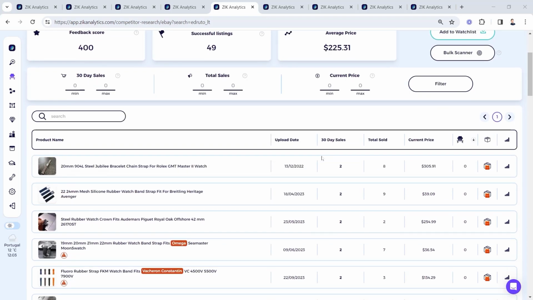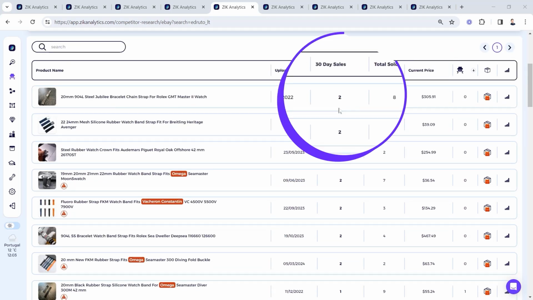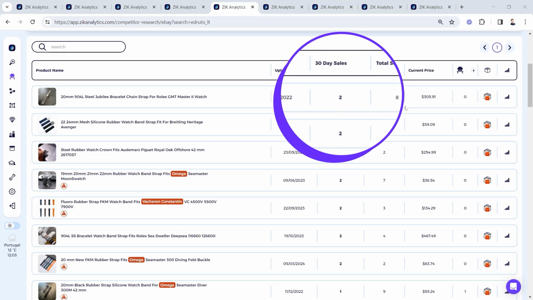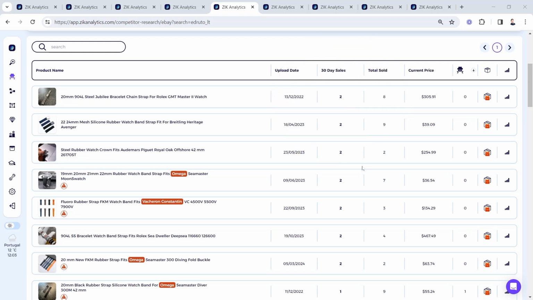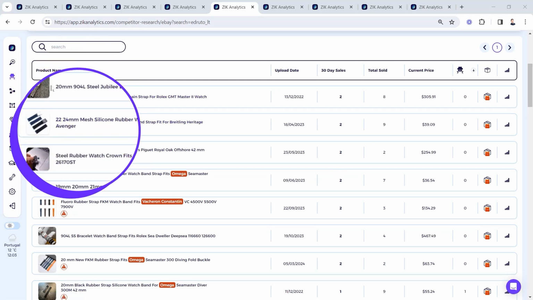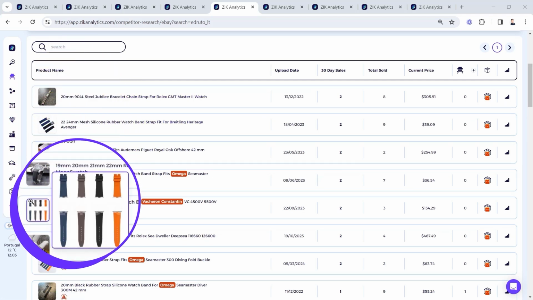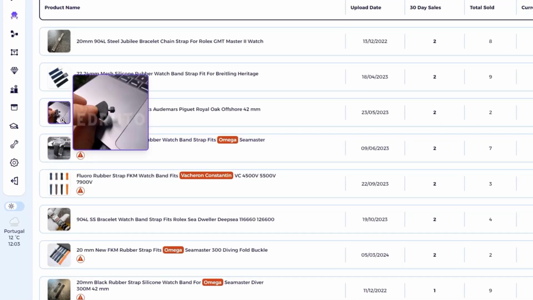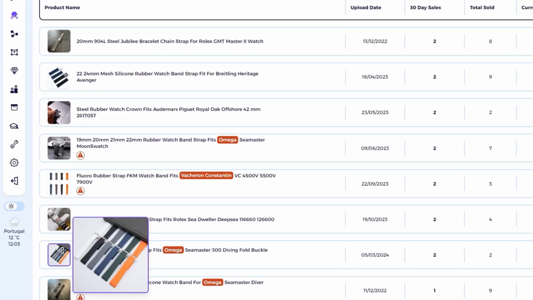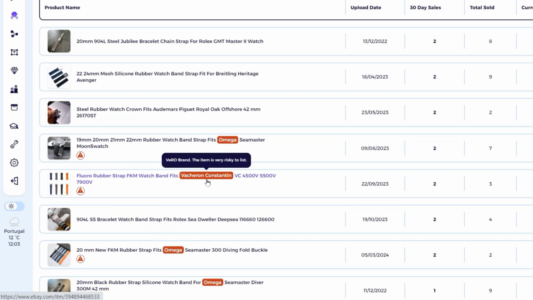If I scroll down to the last 30 days, I see that he barely sells 2 in 30 days, but he made great profit. And if you dive into this information, you can see and learn what he sells here. And look, this guy is selling luxury watch parts. He uses the brand names and he just says like this rubber strap watch band fits, and then the expensive brand. And then it's the same here. And this is his strategy.